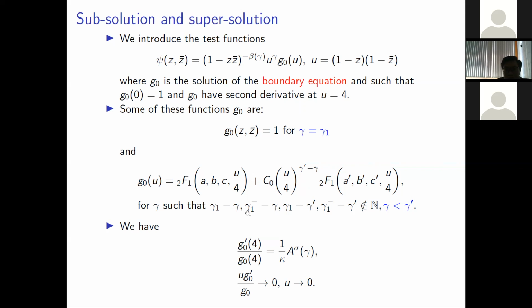And if gamma satisfies the condition and gamma is less than the gamma new value, then G0 is zero. There are other G0 that satisfy this condition in the definition, but we will use just these two because they are suitable for our analysis. We have already tested the others, but they give nothing.